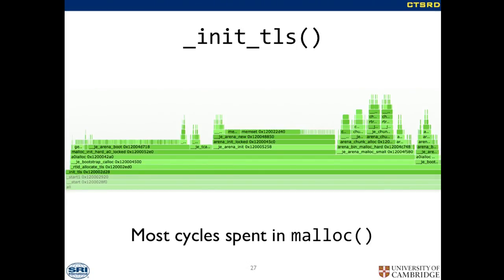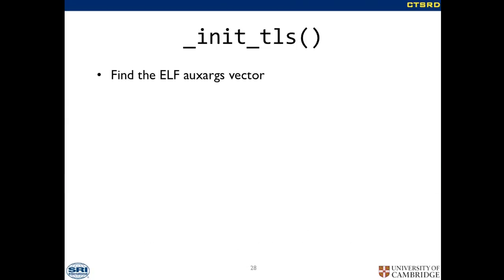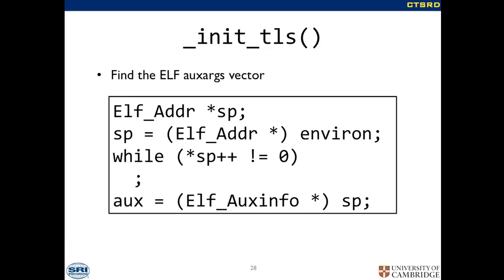Again, unsurprisingly, most of the time here is spent in malloc. So let's talk about what init TLS does. The first thing it does is find the ELF auxiliary arguments vector. It does that by this cute bit of code, which takes the environment array, and it knows that the environment array is null terminated, and it knows the ELF auxiliary arguments vector is just past it. So it walks right off the end of the array on purpose, and then it says, oh, that's the ELF auxiliary arguments vector. Good, I'll just cast it, use it. It's great.